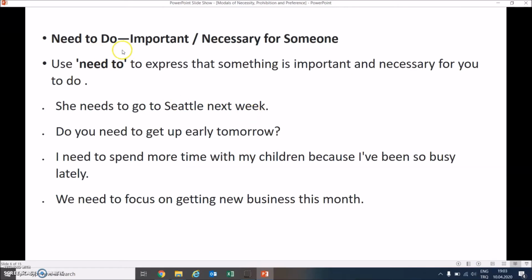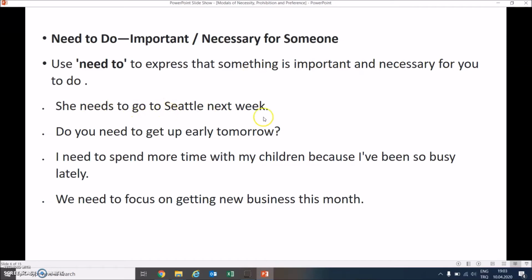We have need to here. Need to and have to, they are also similar. Important, necessary for someone. Use need to express that something is important and necessary for you to do.